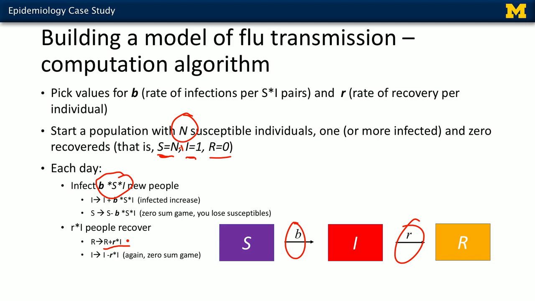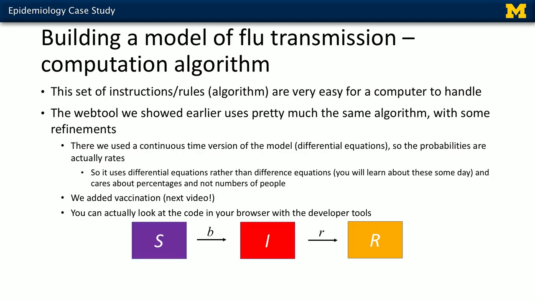So if I clean this up now, this is the algorithm that we can actually enter into a computer, right? Every day, update the number of new S's, I's, and R's given these rules. So this is an example of a computational algorithm that we can use to simulate the model that we have created, to simulate the propagation of the flu in a population.